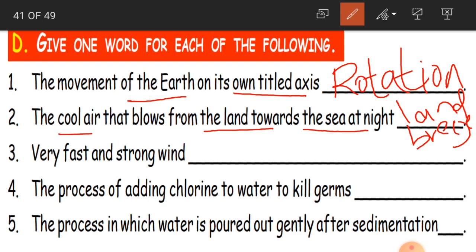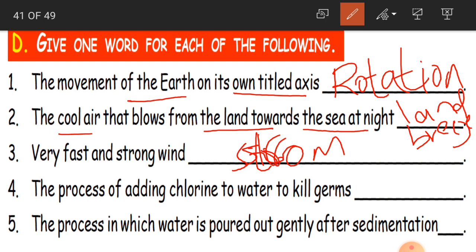Okay, children. The third one is very fast and strong wind. What do we call it as? We call it as storm. Okay. And this storm is with lightning, thundering and very fast and strong wind, which is very dangerous. So we are going to get our houses and the trees damaged. Clear, children? So we call it as storm.